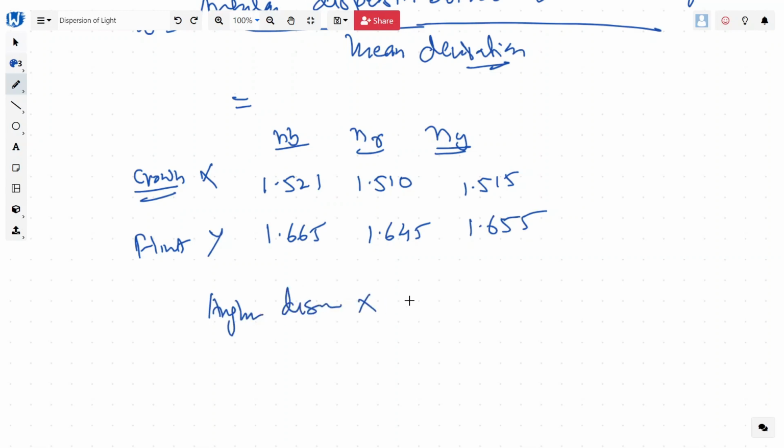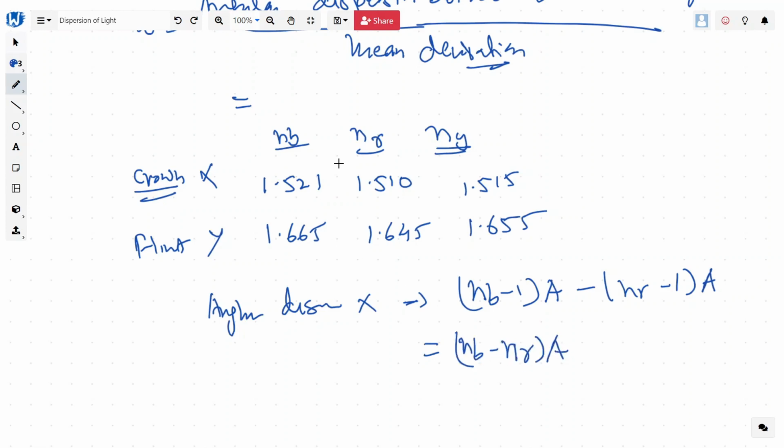Now let's find out the angular dispersion for the X, the crown glass. What is it? It will be (NB minus 1) into A minus (NR minus 1) into A, and that is going to be (NB minus NR) into A. We already know NB and NR for the crown, so it is going to be 1.521 minus 1.510, and let's say A is given to be 8 degrees, so multiply by 8 degrees, and this is going to be 0.09.